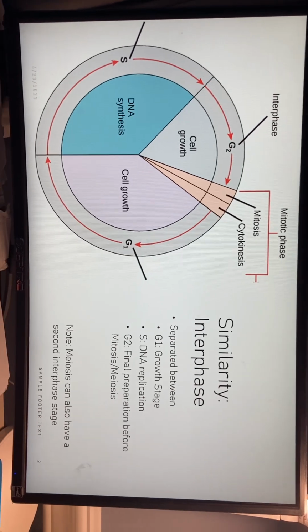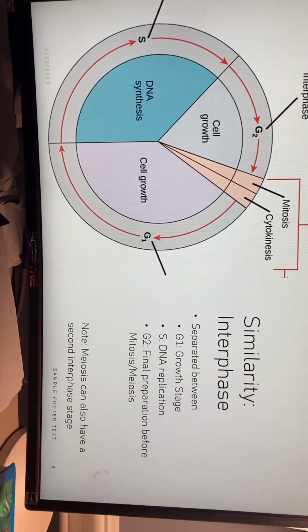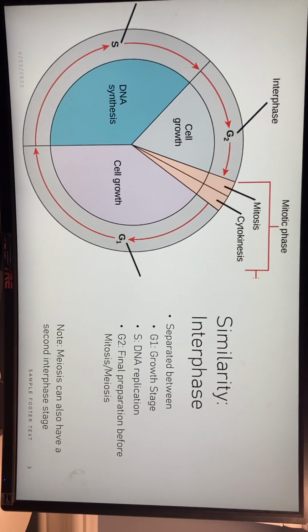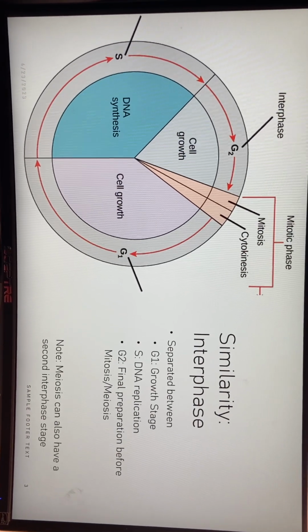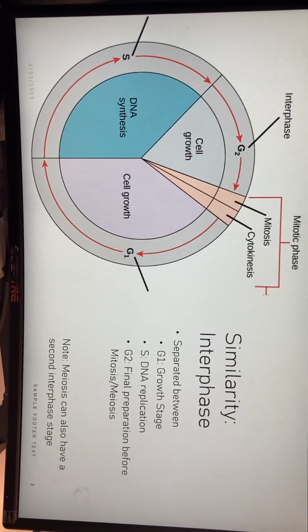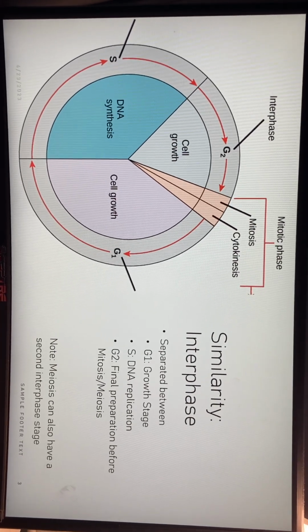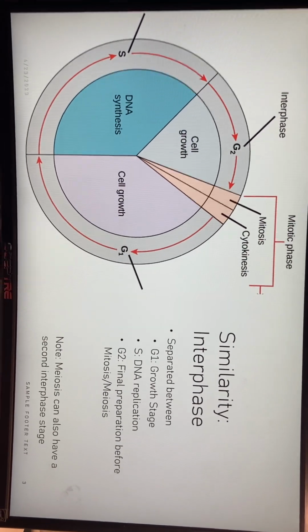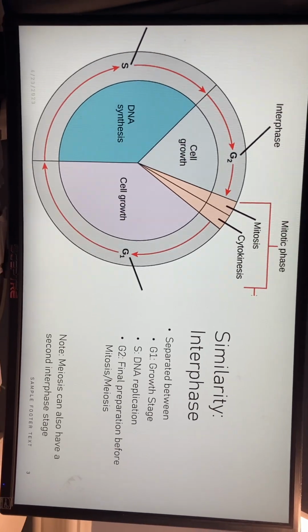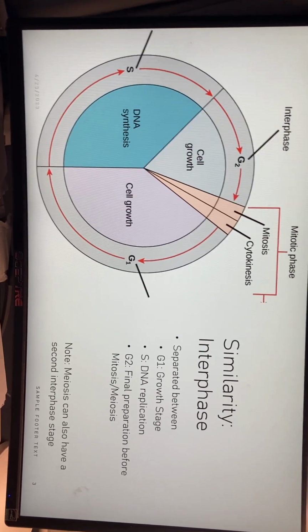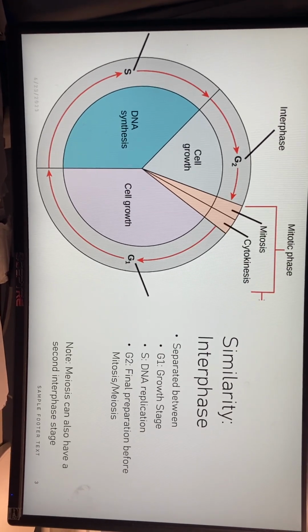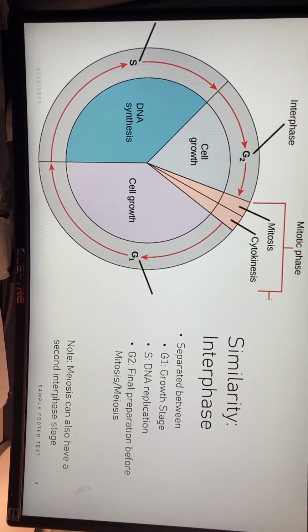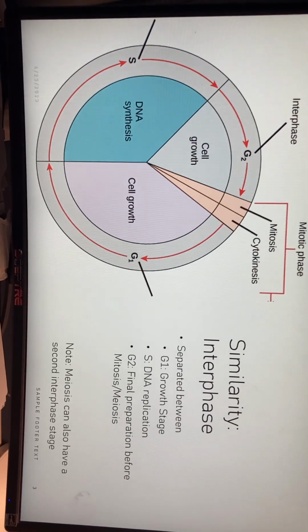A similarity between both these processes is how interphase occurs before each of them. Interphase has three different sections: G1, S, and G2. G1 is the growth stage, S is the DNA replication stage, and G2 is the final preparation before mitosis or meiosis. It's also important to note, at least according to one of my sources from the videos, that meiosis can also have a second interphase stage.